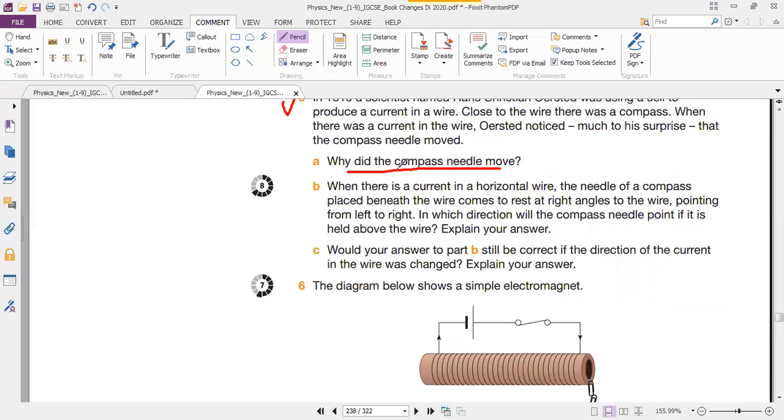Why did the compass needle move? Because a magnetic field was created around the wire when current passed through it. Now, when there is a current in a horizontal wire, the needle of the compass placed beneath the wire comes to rest at right angles to the wire, pointing from left to right. In which direction will the compass needle point if it is held above the wire? Explain your answer. From right to left. The magnetic field around the wire is circular with the wire at its center. It therefore is in opposite directions on opposite sides of the wire.